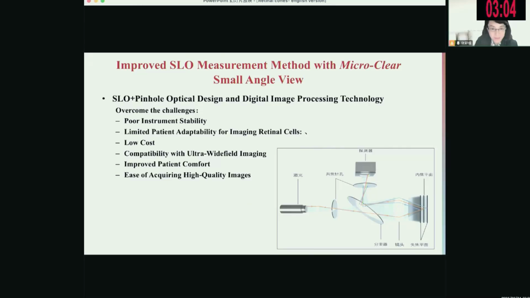Today, I'm going to share with you a new instrument which we collaborated on with Microclear Instrument Ltd, which improves SLO measurement method and makes it clinically accessible utilizing a Microclear small angle view technique. This is an SLO plus pinhole optical design and digital image processing technique, and it overcomes the challenges of the current commercially available AO instrument, including poor instrument stability, with low cost.